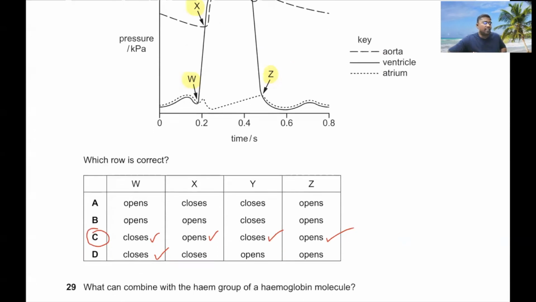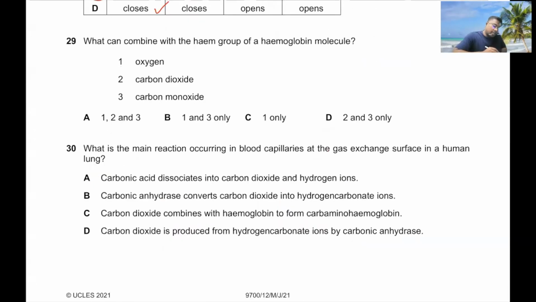Question number 29. What can combine with the heme group of a hemoglobin molecule? We know the heme group can combine with oxygen, and it can combine with carbon monoxide. Carbon dioxide cannot directly combine with the heme group of the hemoglobin molecule. So 1 and 3 will be correct. Option B is correct.